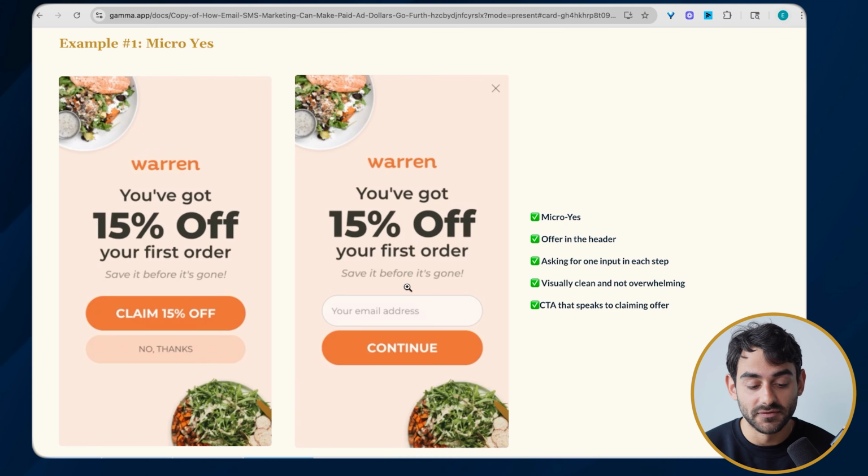Then next up, you have the offer in the header. We're asking for 1 input on each step. Visually, this is very clean, really easy to understand the offer, what they need to do super easily. And then there's a CTA that speaks to claiming the offer, like claim 15% off.